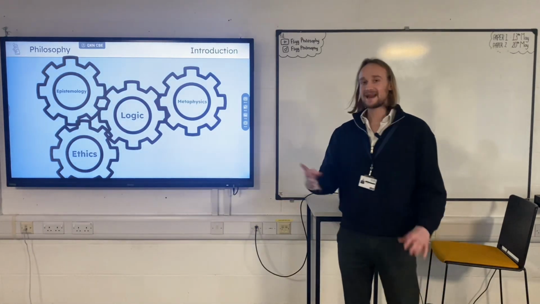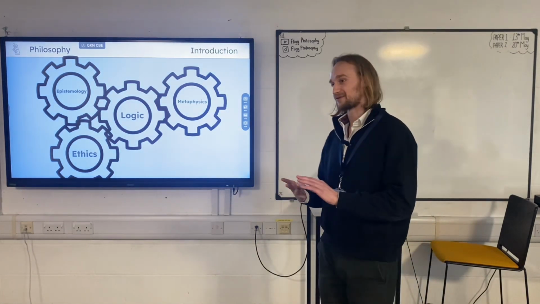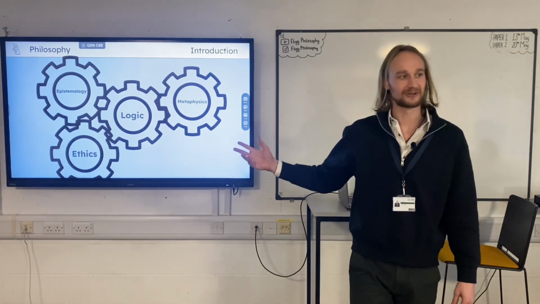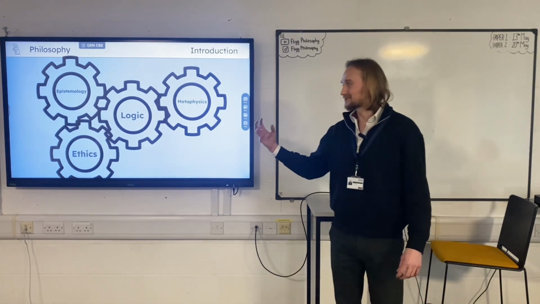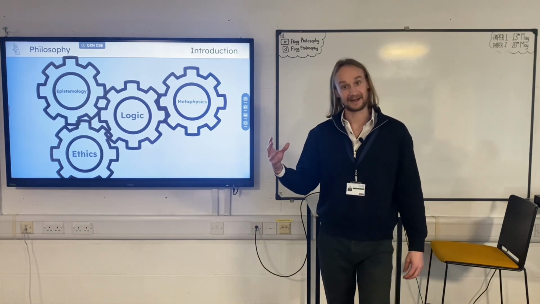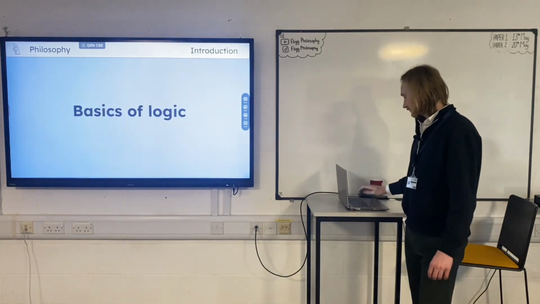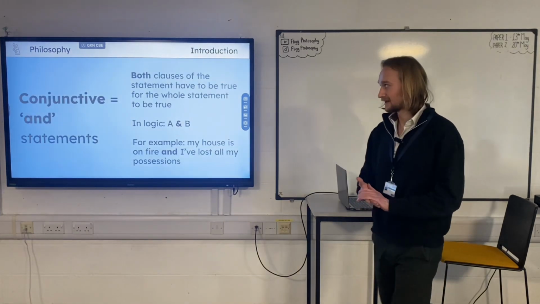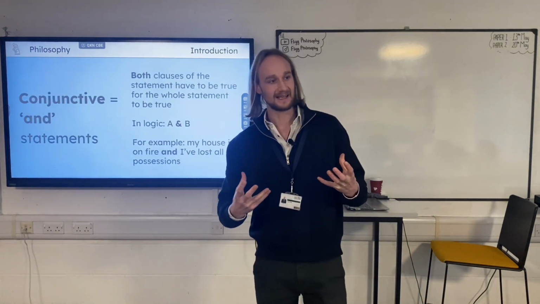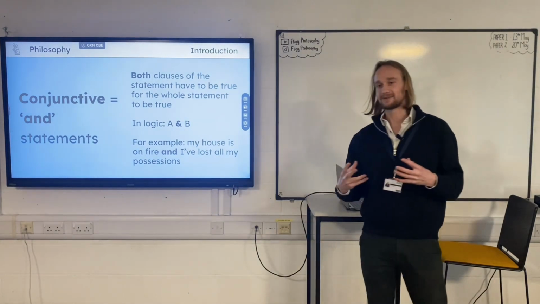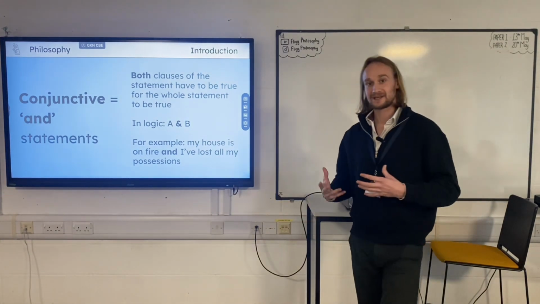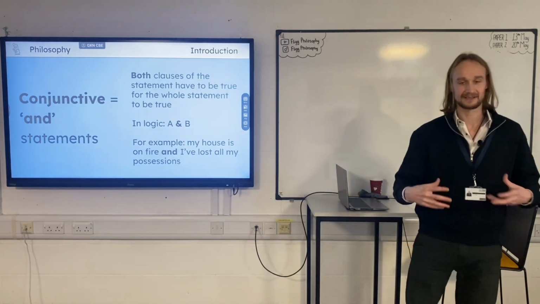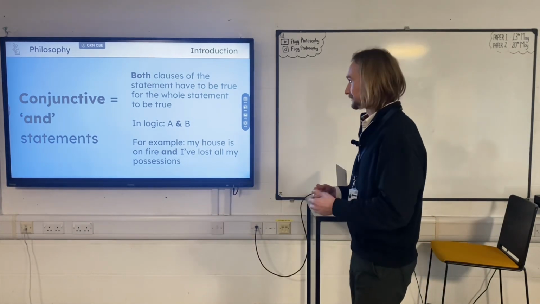So there's four main areas in at least academic philosophy. We have epistemology, metaphysics, ethics, and logic. Logic is the key to it all, and that's going to be the crux of this topic. So we're going to look at some basics of logic. The first of these is looking at how statements function. So logic is all about how language functions. It's the mechanism of language. It's a little bit like mathematics for language.